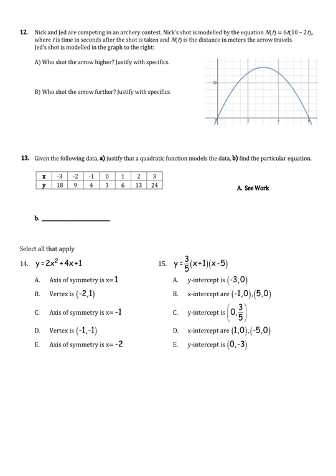Okay, here we have Nick and Jed competing in an archery contest. Nick's shot is modeled by the equation, so this is going to be N of t for Nick. And t is time in seconds after the shot is taken. N of t is the distance in meters the arrow travels. Jed's shot is going to be modeled by the graph over here. So notice Jed's shot starts at 0, 0.